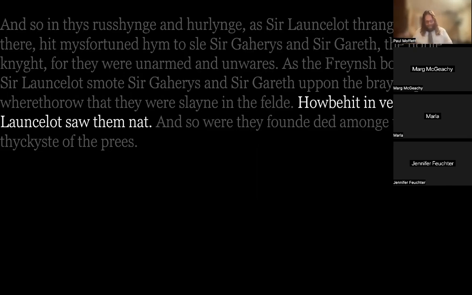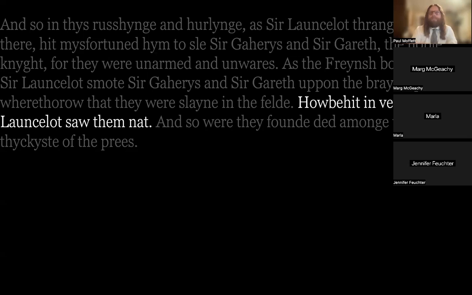The text, again, explicitly tells us that Lancelot doesn't see them. They aren't wearing helmets. This claim earlier, what I've said more than once, that there's a logical plot reason why you can't necessarily recognize a knight when you see him. They're wearing a helmet. But Gareth and Gaheris aren't wearing helmets, and Lancelot still kills them both and claims that he doesn't know it's them.